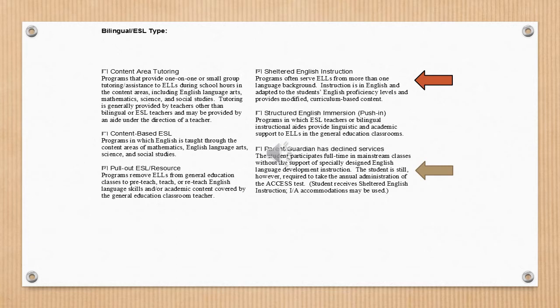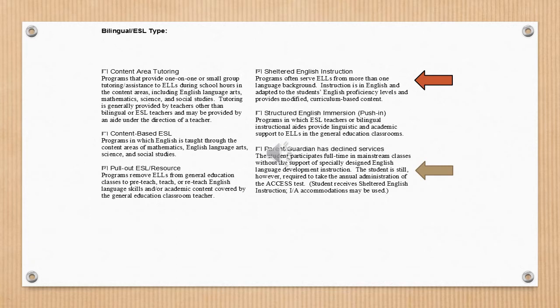The coral arrow points to sheltered English instruction, and this is selected for students even if the parent or guardian has declined services. Due to the Office of Civil Rights, we have to ensure that students are receiving sheltered instruction. That's why SIOP training was so heavily reinforced in Boone County Schools.